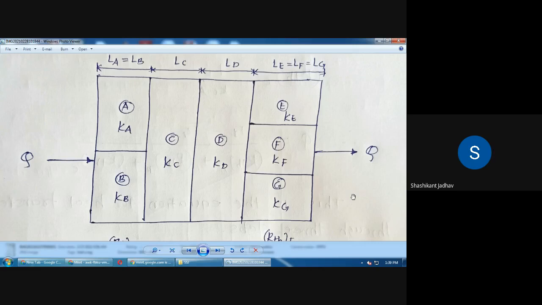Okay, so in that form we have to draw the electrical diagram in the form of resistances.